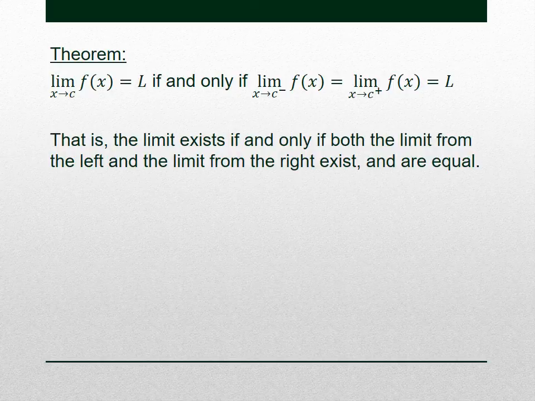So we then have a theorem, a fact, that the limit exists and is equal to L if and only if the left-hand limit exists and is equal to the right-hand limit, and they are both equal to L. So the limit exists only if the left-hand limit exists, the right-hand limit exists, and they are the same.